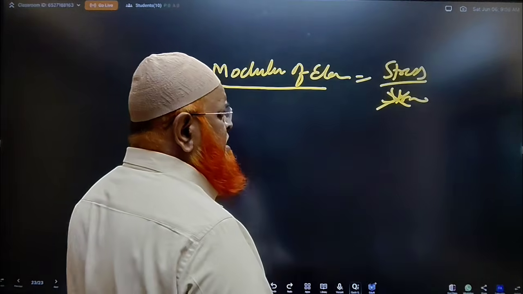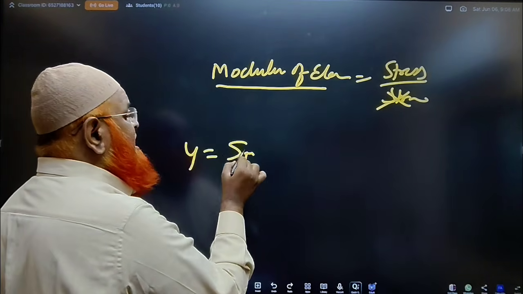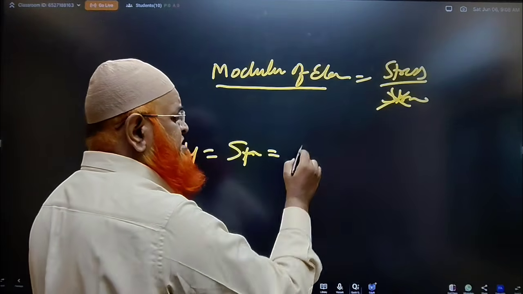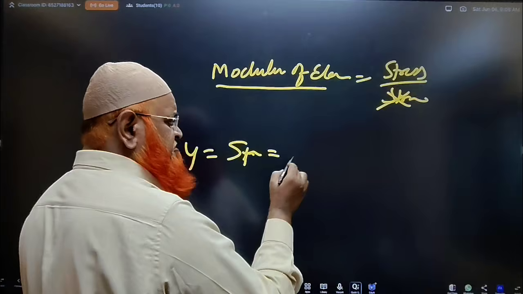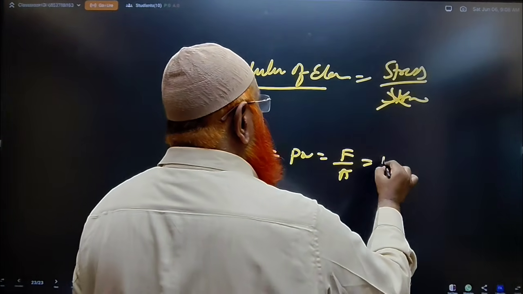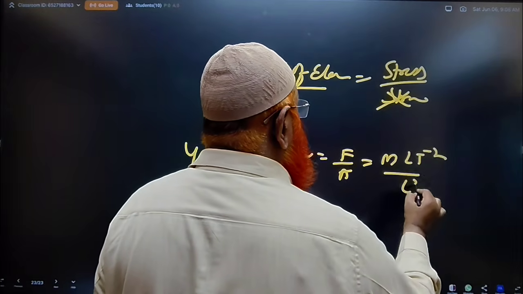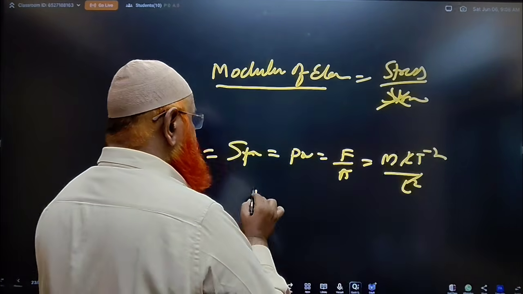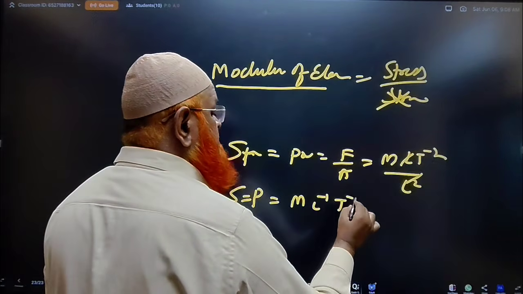As strain does not have dimensions, only stress is left. And stress and modulus, both are going to have the same dimensions, because strain is removed from the scene, so only stress is left. Stress or pressure, which is nothing but force by area, and force means mass into acceleration, MLT power minus 2 by L square, so L gets cancelled here. So stress means pressure, which is nothing but ML power minus 1 T power minus 2.